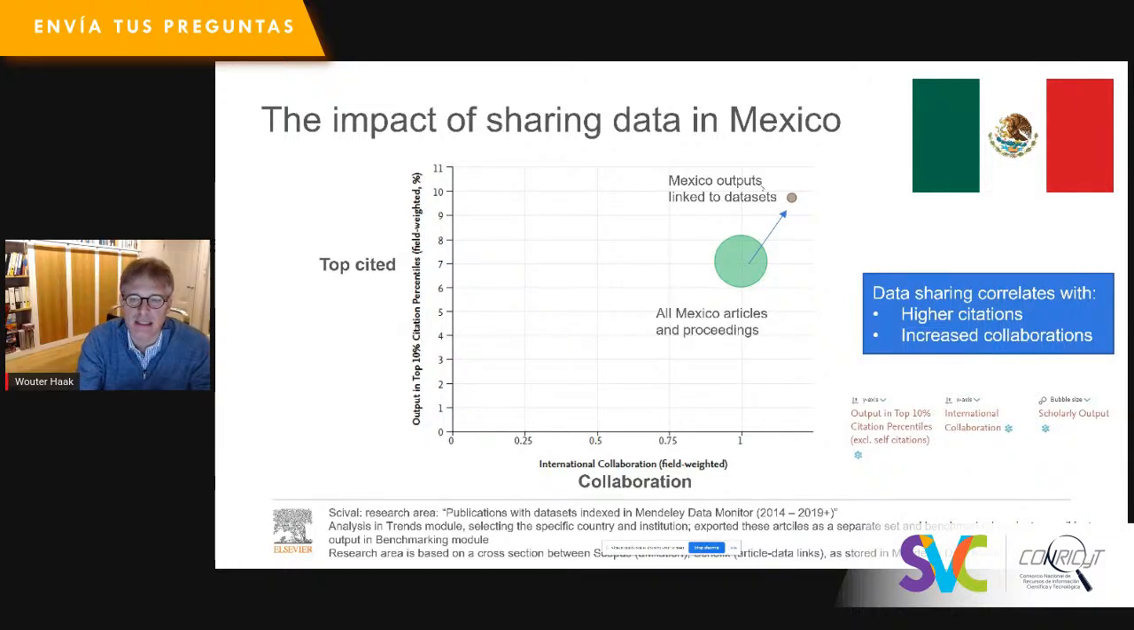We've done this analysis for the US, for Europe, for Japan, for China. The correlation holds. So you see that sharing actually is not only good for others, but it's also good for you.